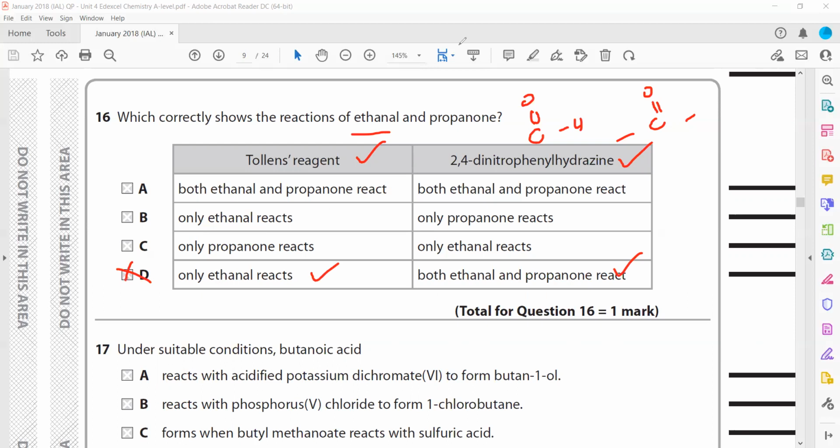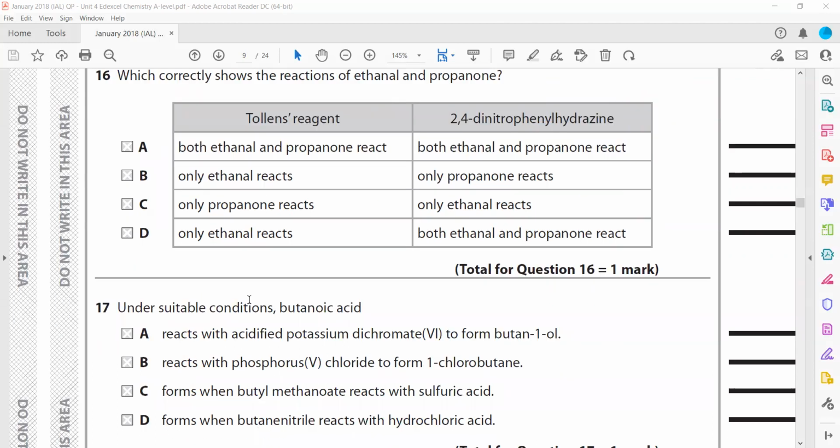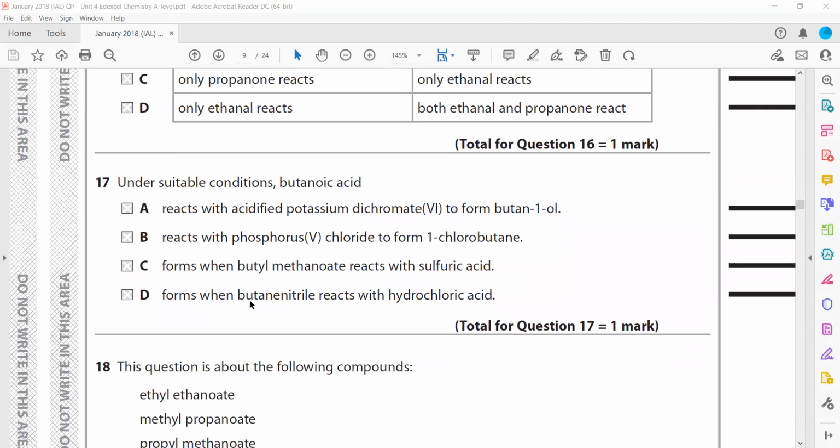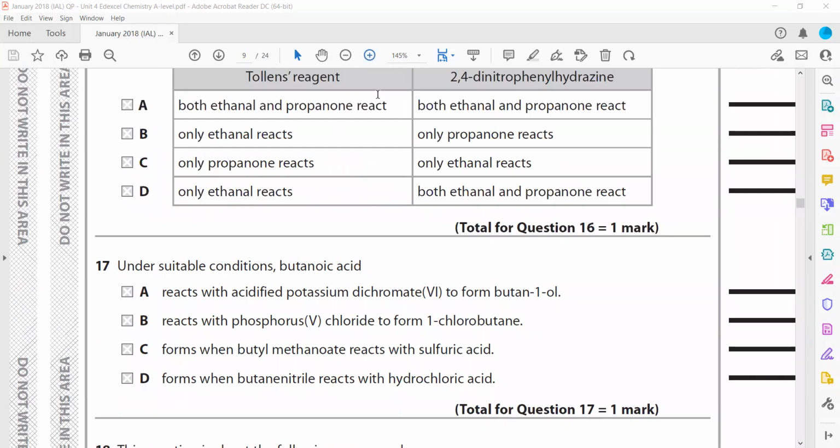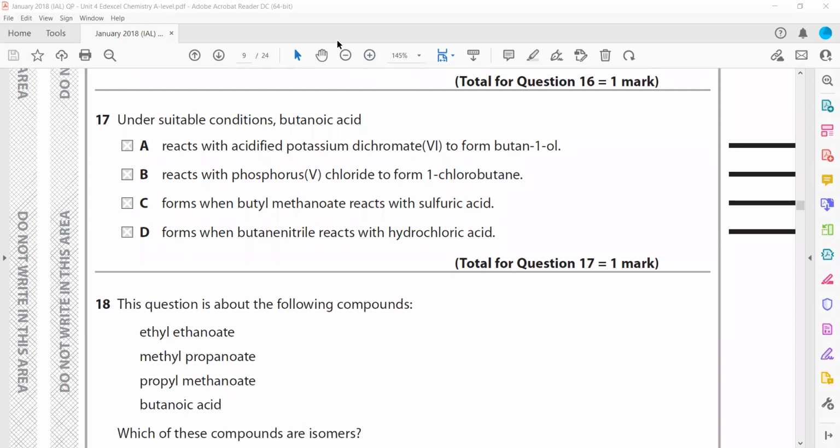So aldehyde and ketone can be distinguished by using Tollens reagent or Benedict solution as well. In question 17, under suitable conditions, if you have a butanoic acid, it reacts with acidified potassium dichromate to form butanol.